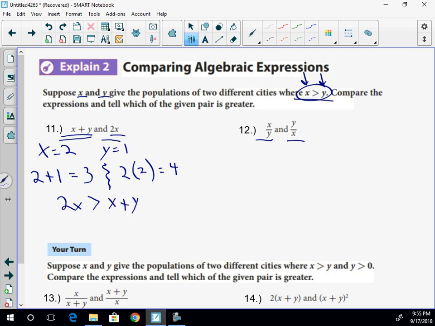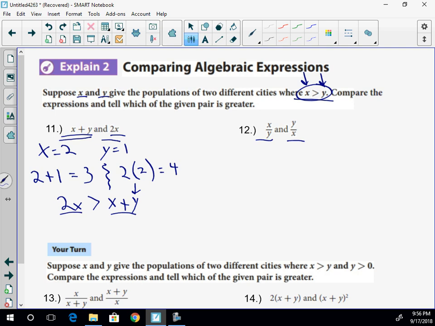And that should make sense because what does 2X mean? It means I'm taking something and repeatedly adding it 2 times. And if I take it and add it to something that's smaller than itself, that result will be smaller than adding it to itself.